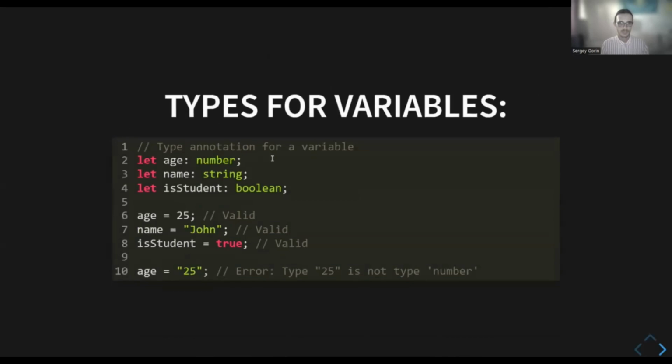Using types is one of the core features of TypeScript that enhances code clarity, reliability, and maintainability. In TypeScript, you can explicitly specify the type of variables when declaring them. This is known as type annotation. By doing so, you inform the TypeScript compiler about the expected data type that the variable will hold. For example, if we assign a string to age, like in this example, that will be an error.